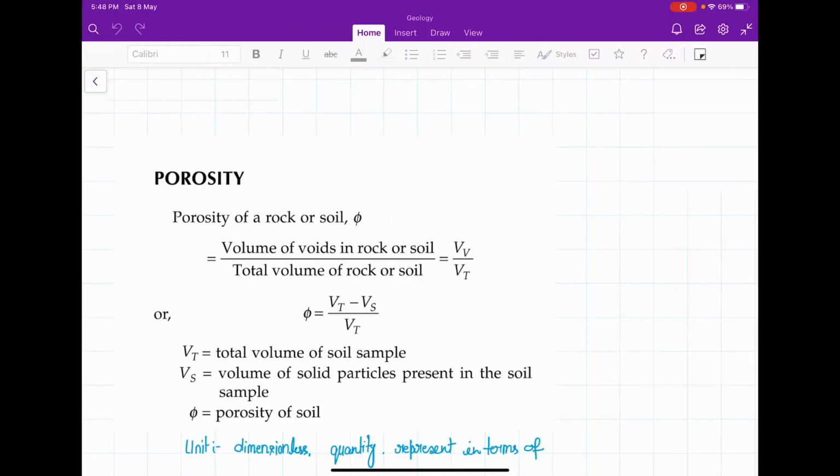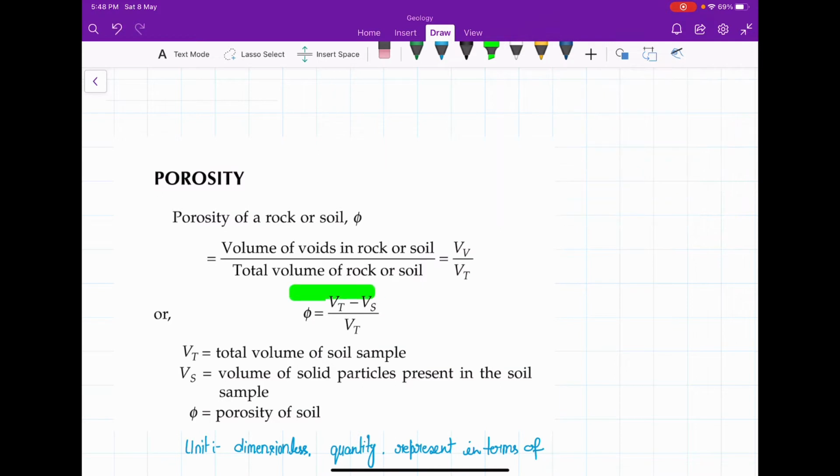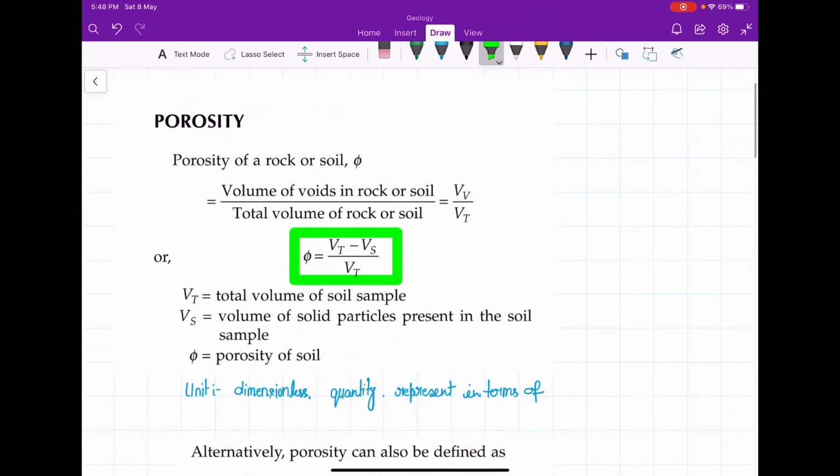The topic is porosity. In the last video, part 1 of groundwater geology, we learned the basic definition of porosity, that is the volume of voids in the rock or soil and the total volume of the rock. So the porosity is the ratio of the volume of voids to the total volume of rock. This is the basic definition of porosity.